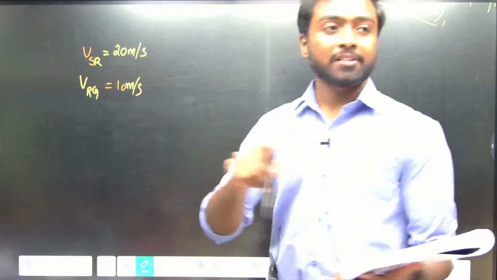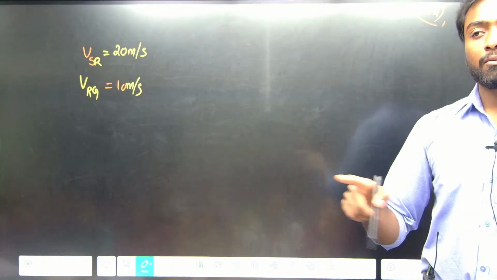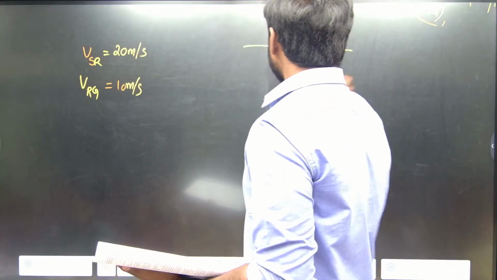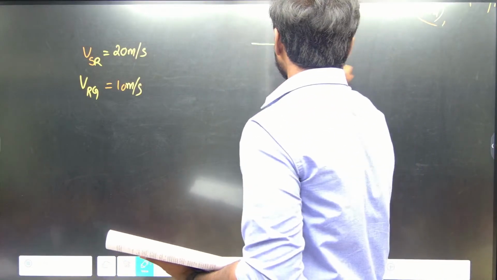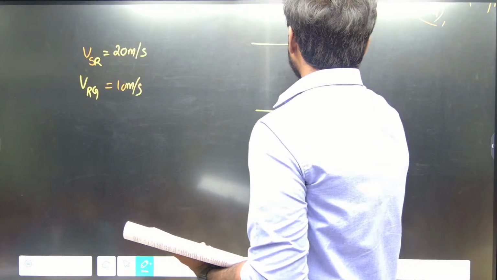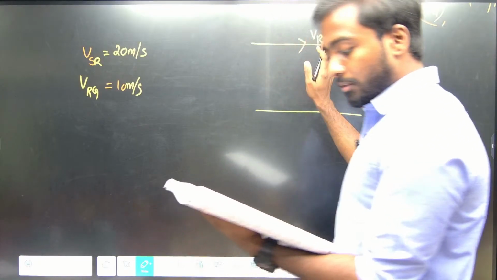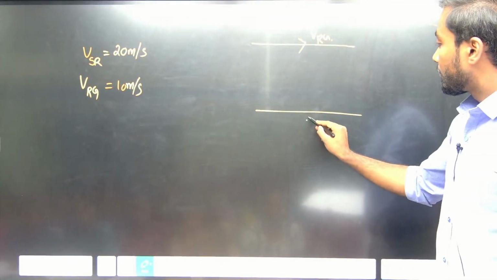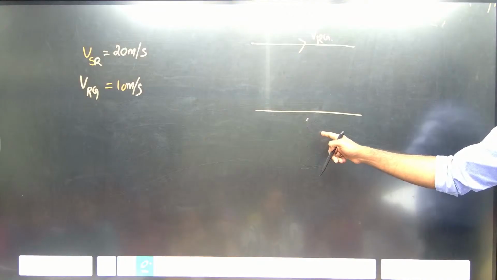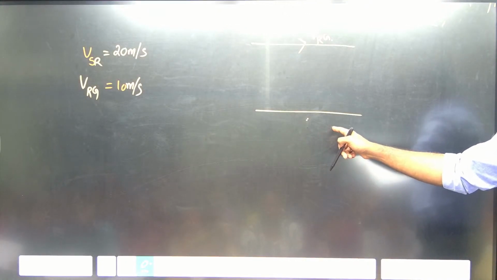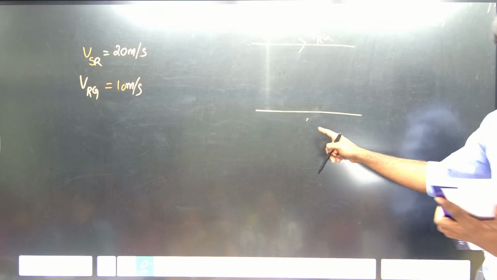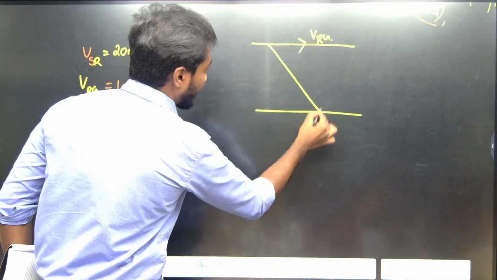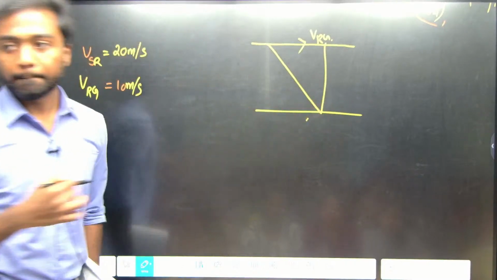And they have given the direction also. What is the direction? East means it's my right direction. Can I draw the diagram? So this is my velocity of the river with respect to ground. Keep as it is. If he is standing on the south bank, this is my south bank. Standing on the south bank and wishes to cross the river along the shortest path. So shortest path means this should be my diagram.